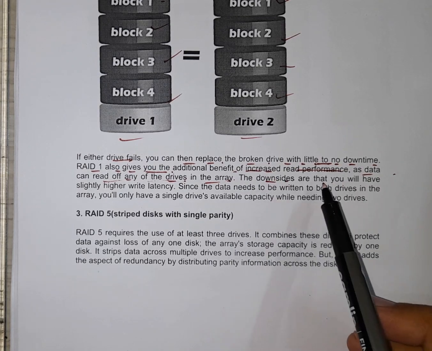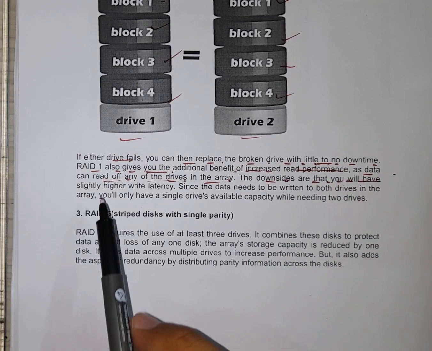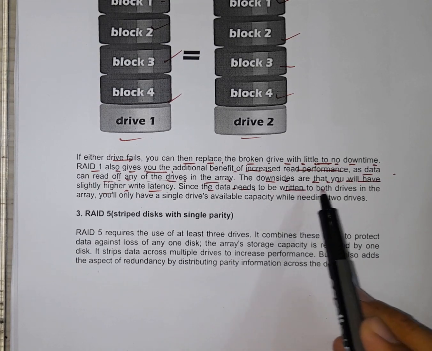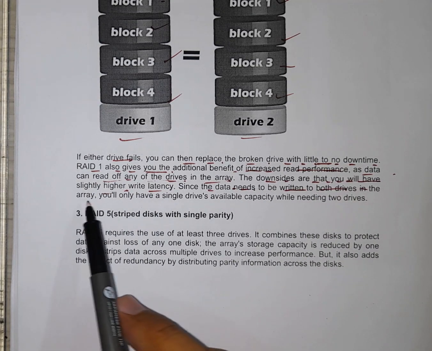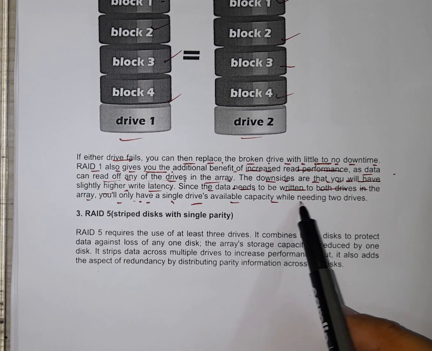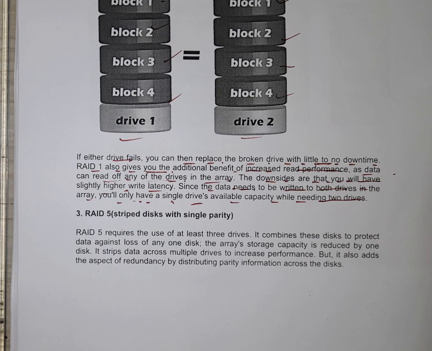The downsides are that you will have slightly higher write latency, since the data needs to be written to both drives in the array. You will also only have a single drive's available capacity while needing two drives.